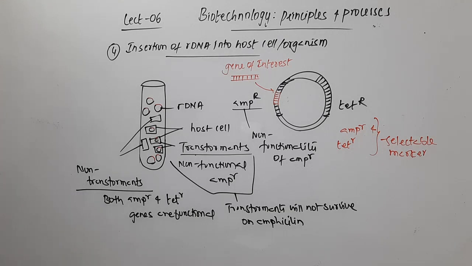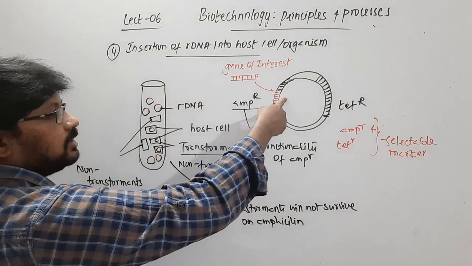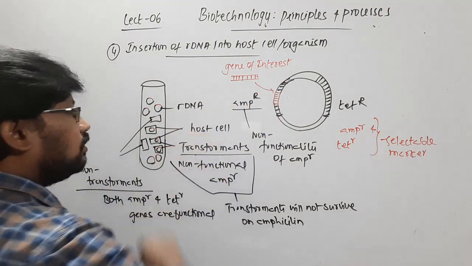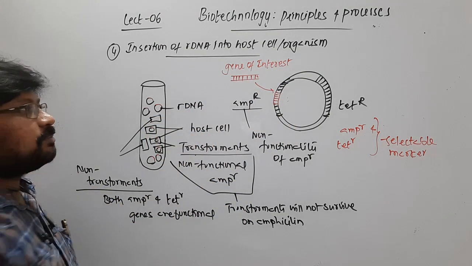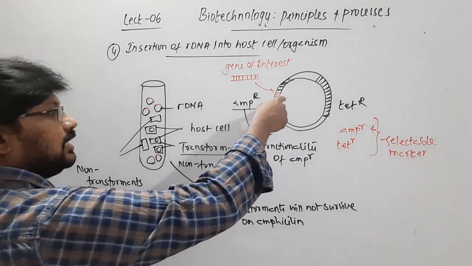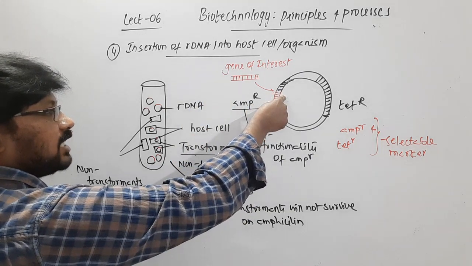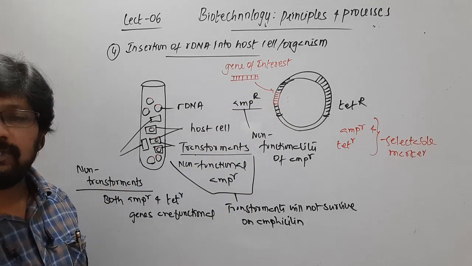Okay, then the final step in this rDNA technology is obtaining the foreign gene product. So here I have inserted this foreign gene into the plasmid, and I have put that plasmid into the host cell where it starts showing its expression. Say suppose this is the gene that actually produces insulin. Now this part of the plasmid, which has my gene of interest, will produce insulin.